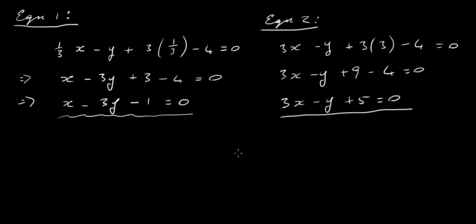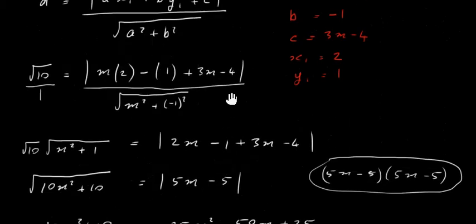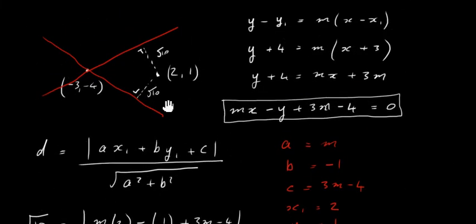So these are our two equations, our two lines. Remember, these are the equations of both lines that pass through the point minus 3, minus 4, and both lines happen to be a distance of root 10 from this point here to 1.